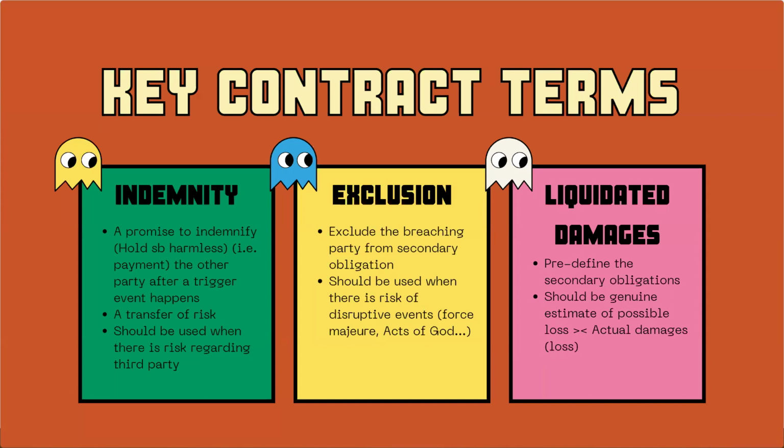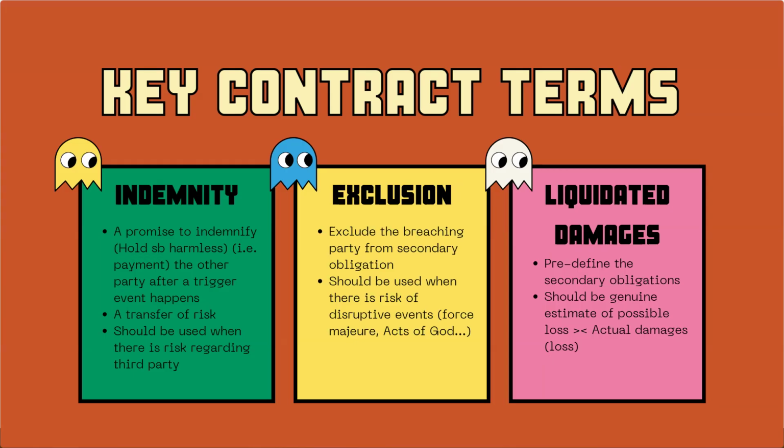Second, we have the exclusion of liability. The word liability here means the secondary obligation. This kind of clause excludes the breaching party from performing the secondary obligation or from performing the liability. In other words, for certain circumstances, they are not required to pay the damages. The most common form of exclusion of liability is the force majeure clause.